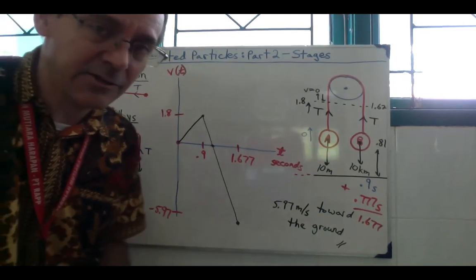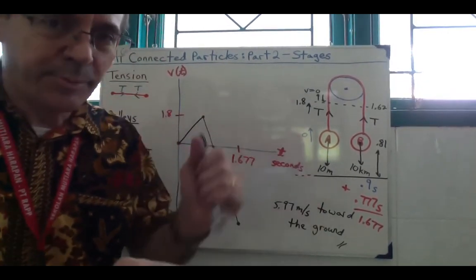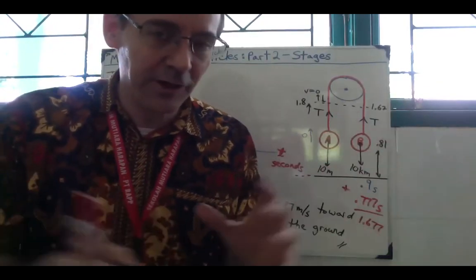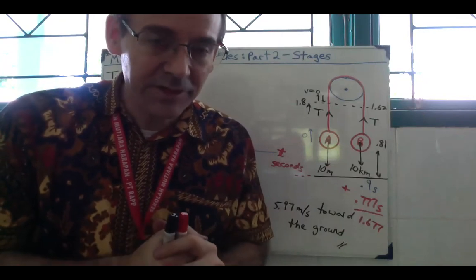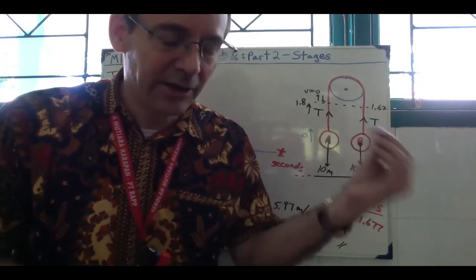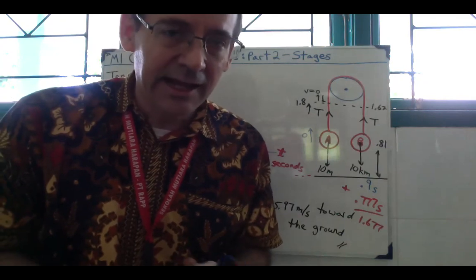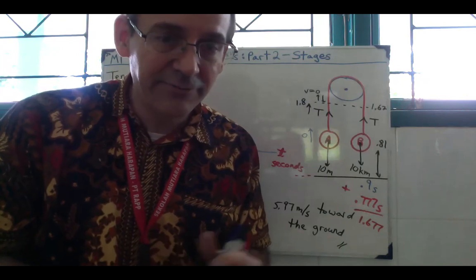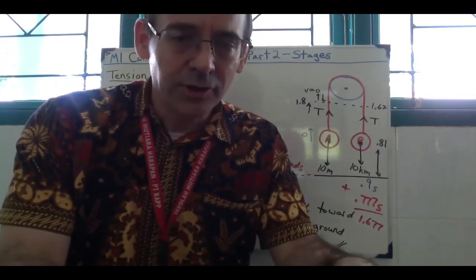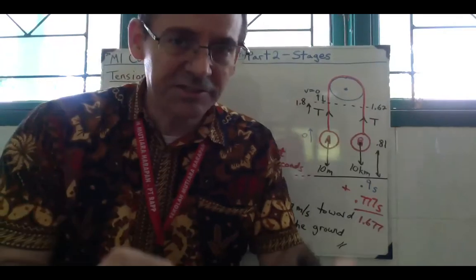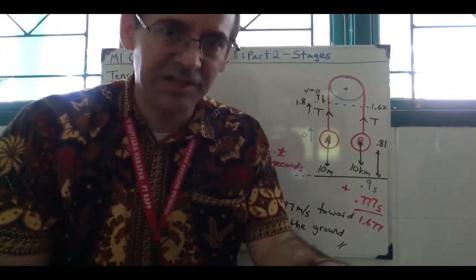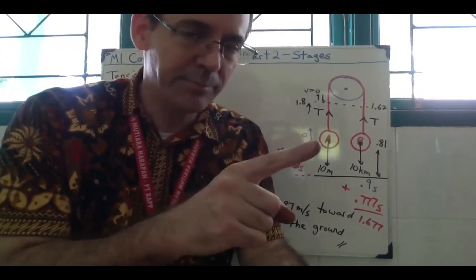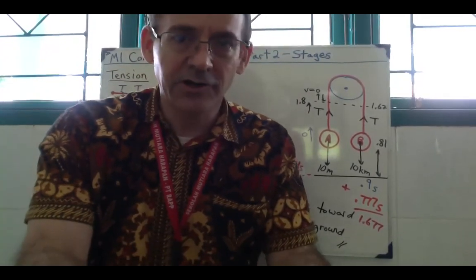And so that concludes our connected particles part 2 in stages, where you have to account for what happens when the string breaks, because you have to recalculate acceleration and your tension disappears. You're now under the acceleration due to gravity. So it makes the question more challenging, so break it up into the stages. Remember, your final velocity of stage 1 just might be your initial velocity for stage 2.